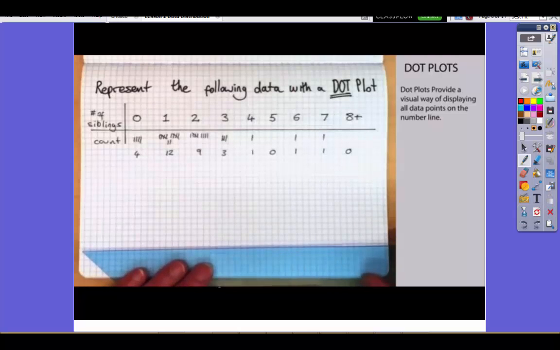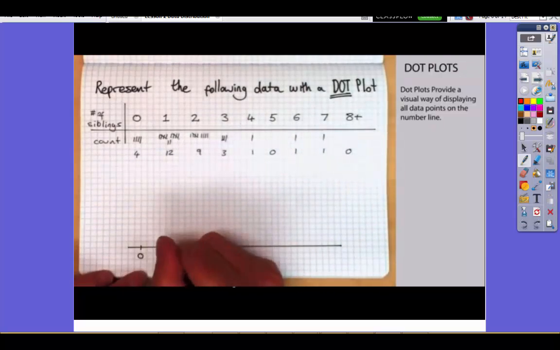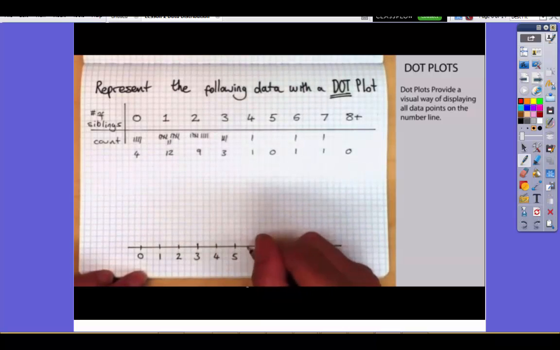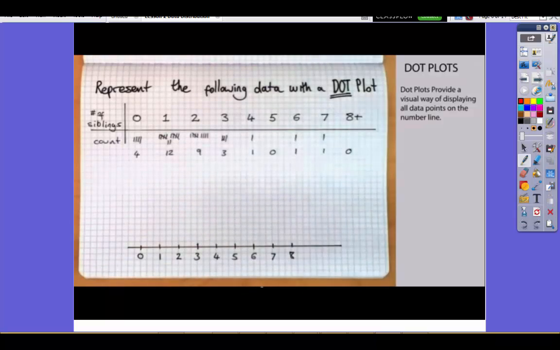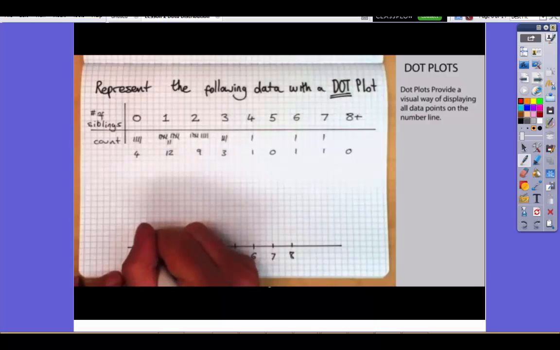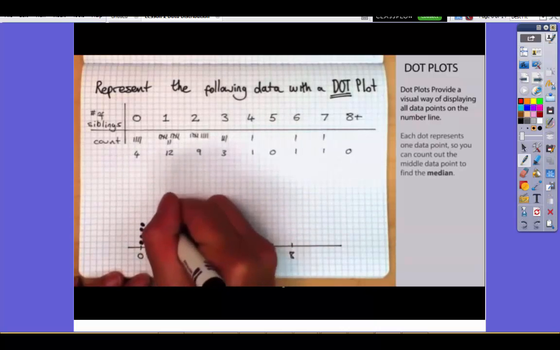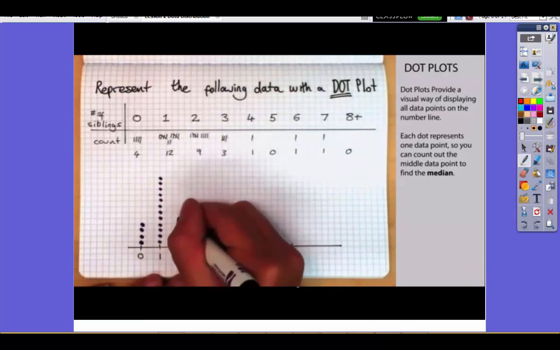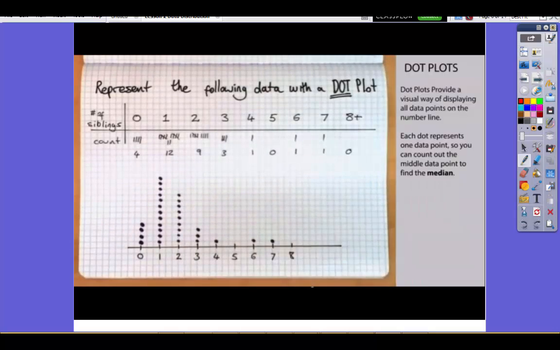So we just draw our number line. We can start and end our number line wherever is sensible for the data. We're going to go from 0 up to 8. Even though no one has 8, we'll put that on there. And we just start putting dots on wherever we need to. 4 dots at 0, 12 dots at 1, 9 dots at 2, 3 dots at 3, a dot at 4, nothing at 5, a dot at 6 and 7. And that's our dot plot there.